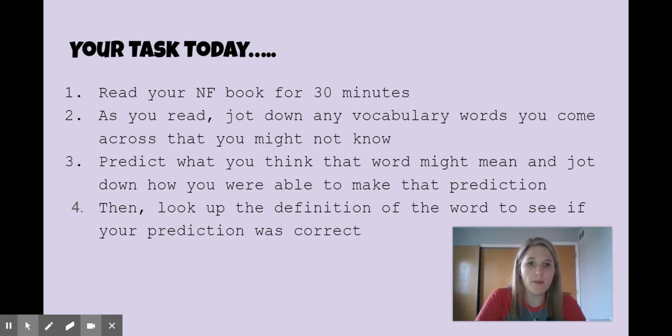All right, we're studying vocabulary, how it's tricky, using context clues. All right, so off you go.